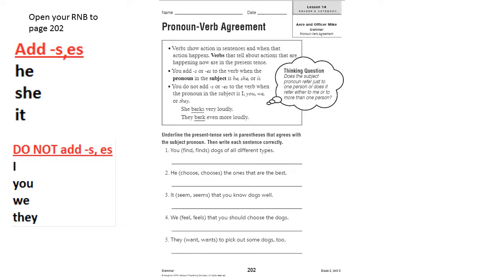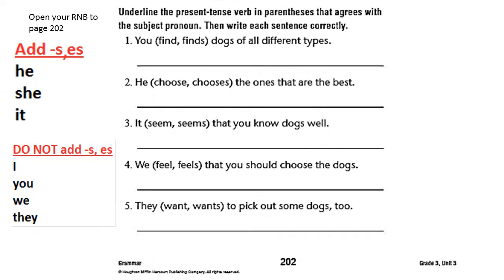Great, so let's have a look at the bottom half of page number 202 and start solving the exercise. Let's read the instructions together. Underline the present tense verb in parentheses that agrees with the subject pronoun, then write each sentence correctly. Let's read the first sentence. The first thing I'll do is figure out where the subject pronoun is, and then I'll follow the rules and decide if I should add s or es to my present tense verb or not. Let's read the first sentence together.